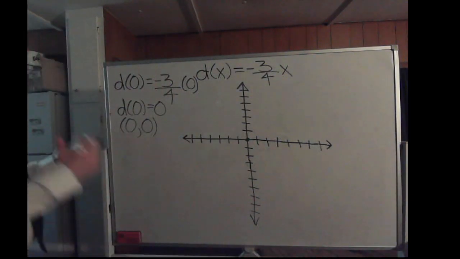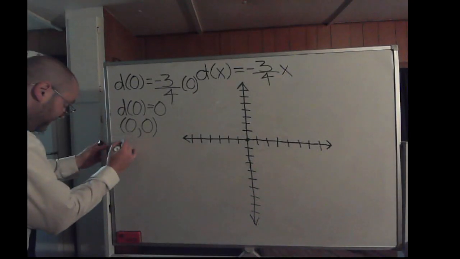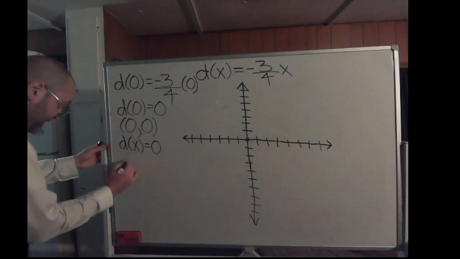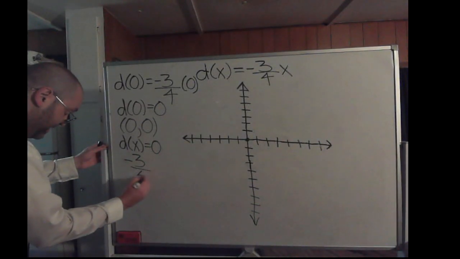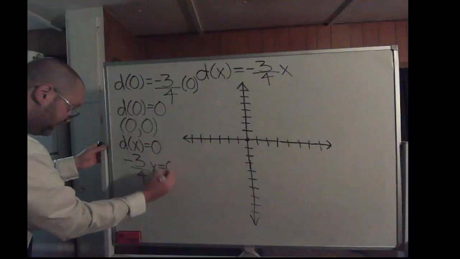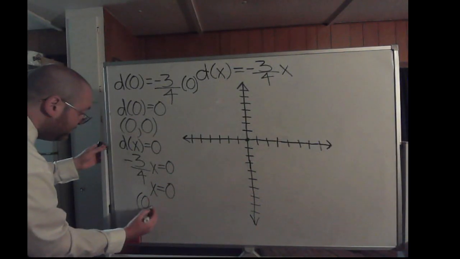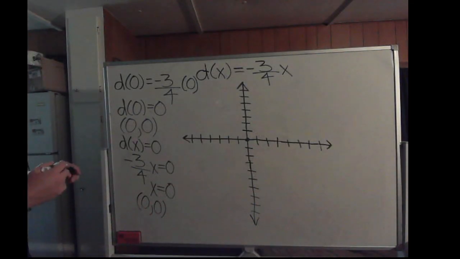Now, of course, you want to find the x-intercept, so you set d of x equal to 0, which in this case, d of x is negative 3/4 x. That'd be equal to 0, which means x equals 0. So you also get the point 0, 0 for your x-intercept. Well, we already have that point. So what do you do in a situation such as this? What you're going to do is just find another point. Find a point that's going to make life easier for you.